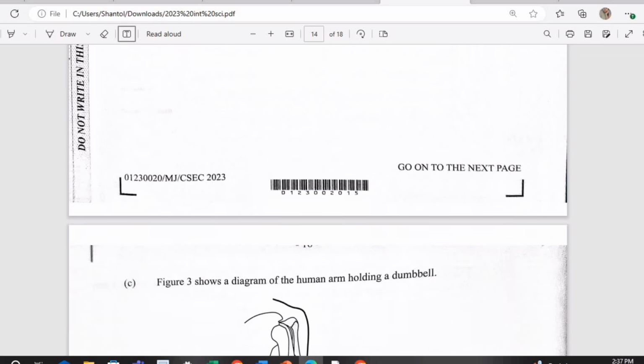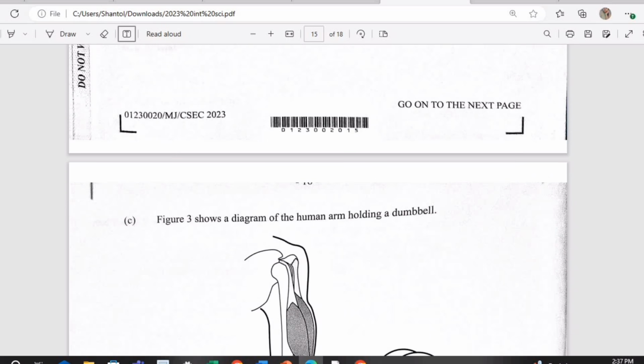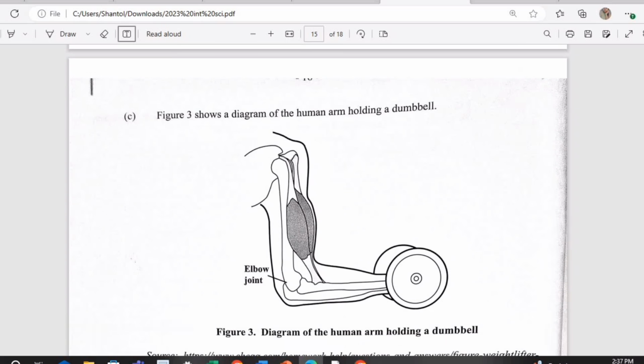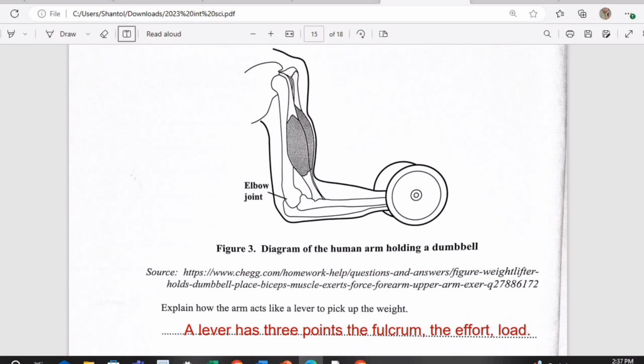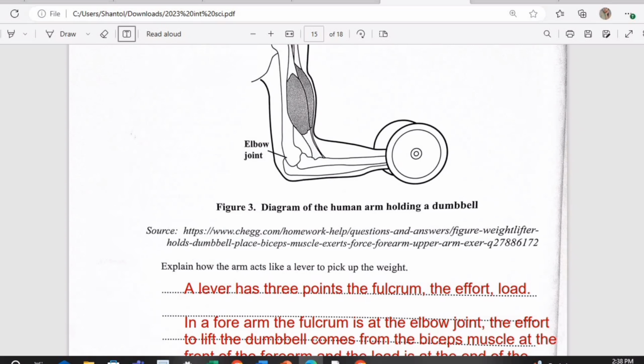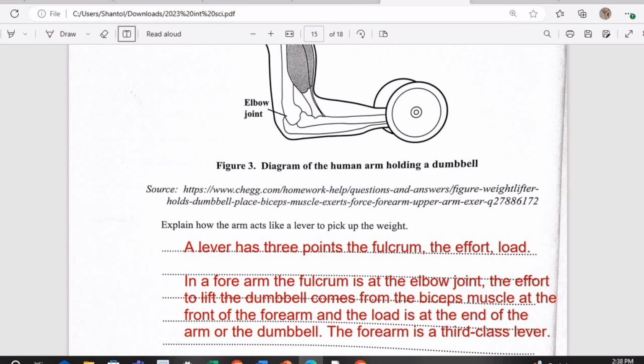Next part of the question, it says figure 3 shows a diagram of the human arm holding a dumbbell. And the question says, explain how the arm acts like a lever to pick up the weight. So a lever has 3 points, the fulcrum, the effort, and the load, right? And so you must mention how the arm is similar to that or has those 3 points. So in a forearm, the fulcrum is at the elbow joint. The effort to lift the dumbbell comes from the biceps muscle at the front of the forearm, and the load is at the end of the arm, or in this case, the dumbbell.